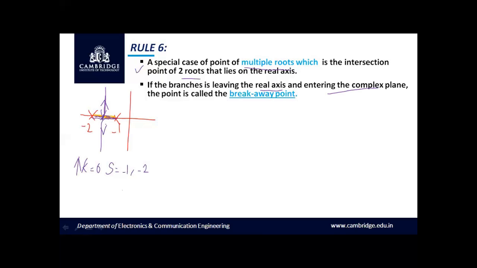So when k keeps on increasing, you are able to see all the roots exactly on the complex plane. After reaching this point, if you keep on increasing the value of k, now the roots will try to move from the real axis and enter the complex plane. These points show the complex plane. So we can call this point the breakaway point.